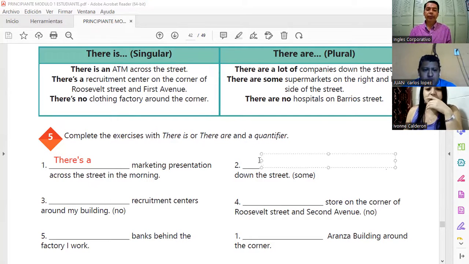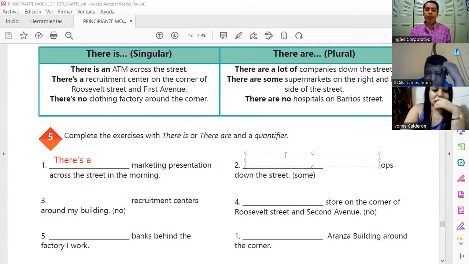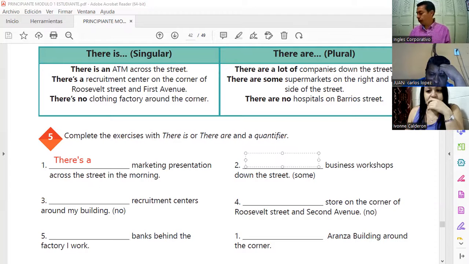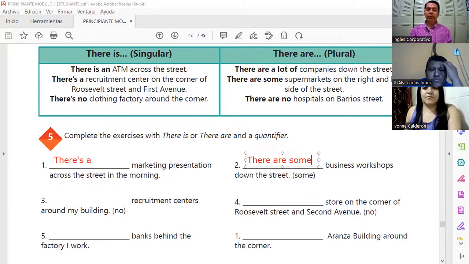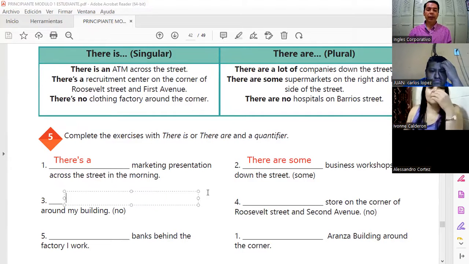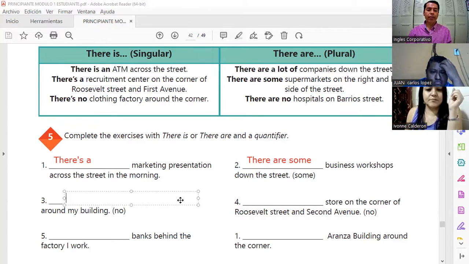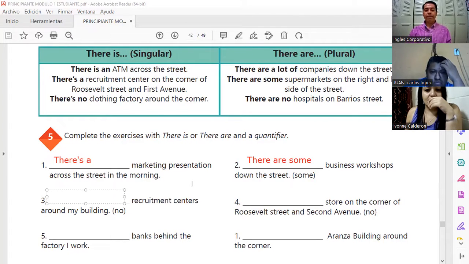Number two. It says business workshop. Business workshops in plural, right? There are, right? In this case, we're going to add the word some. There are some, we can also say there are a lot, right? Good. Now let's go to number three. And it says recruitment centers, but it says no, right? Negative. So? There are not. There are no. There are no recruitment centers, right?